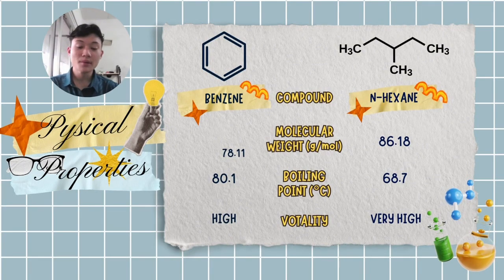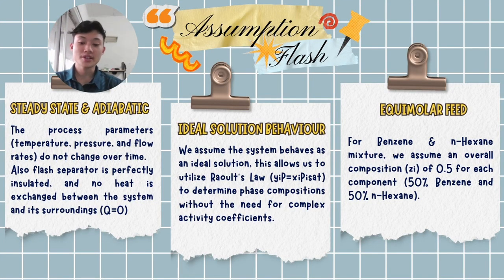So these are the physical properties for our two substances, benzene and n-Hexane. The boiling point for benzene is 80.1, while the boiling point for n-Hexane is 68.7. So these are the assumptions. First, it is in steady state and adiabatic. The process parameters, temperature, pressure and flow rates, do not change over time. Also, the flash separator is perfectly insulated and no heat is exchanged between the system and its surroundings, which means that Q is equal to 0.